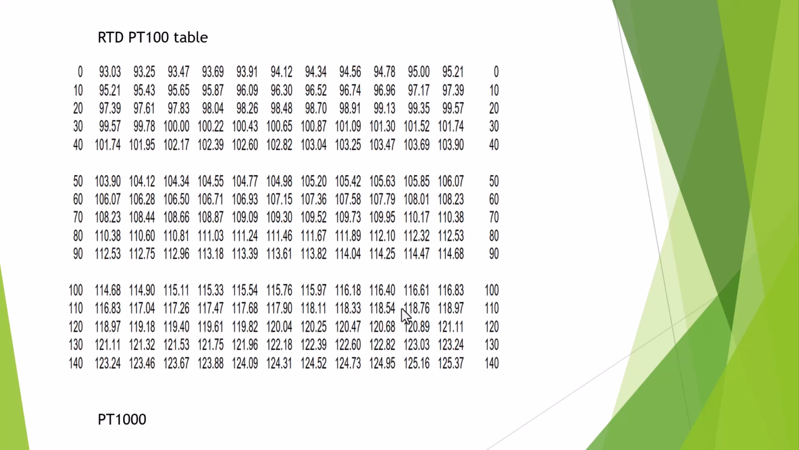This is the RTD PT100 table. Most of the time we use this table, with this resistance and this temperature, but sometimes we use PT1000. For PT1000 we never have a table, but how do we use this table? We just remember: if you have PT1000, you still use the PT100 table, just times 10 for the PT1000 reading. This way, today we talked about RTD simulation.